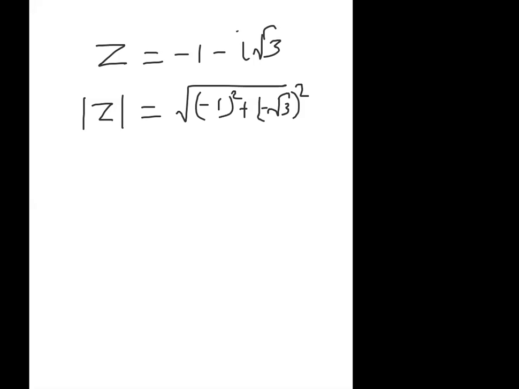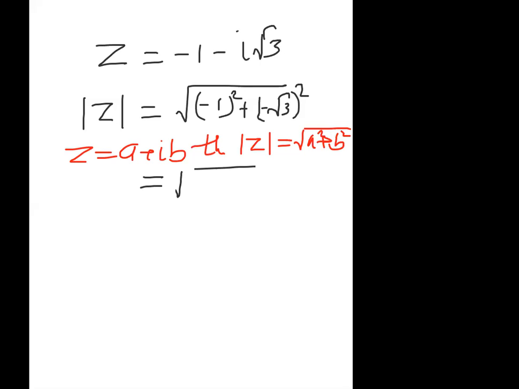Exactly, what is the condition? If z is equal to a plus ib, then mod z is equal to under root a square plus b square. This is called the modulus. So the modulus will be under root: (-1) square will be 1, (minus root 3) square will be 3. This will be under root 4, that is 2.